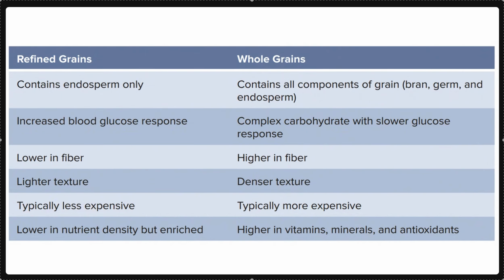Refined grains have low fiber. Whole grains have high fiber. And if they have low fiber, it means it's not good for cardiovascular health, and it's also not good for diabetes. If it has high fiber, it's very good for your colon health.